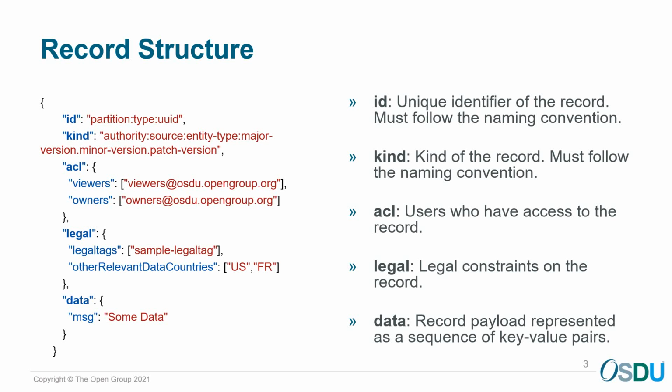ACL, or access control list, holds a group of users that have access to this record. It is split into two groups, viewers and owners. Legal contains the legal constraints on the record, such as the list of tag names and relevant countries. Data is a record payload represented with a list of key value pairs.